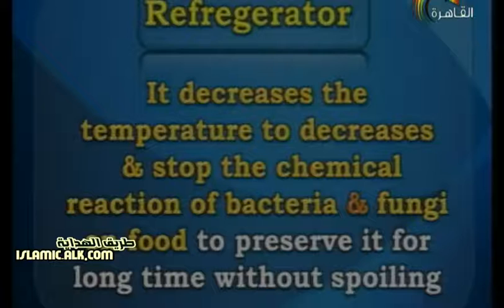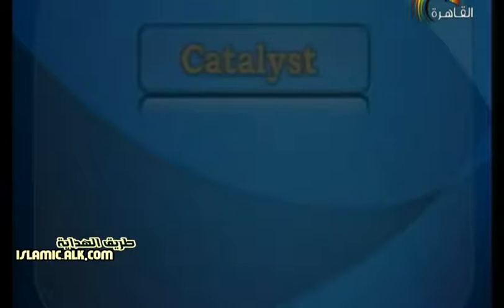Again, the refrigerator decreases the temperature of our food. Why? To stop the chemical reaction or the reproduction of bacteria and fungi on our food, to preserve it for a long period of time without spoiling, or without making it more poisonous. Let's go to see another one.